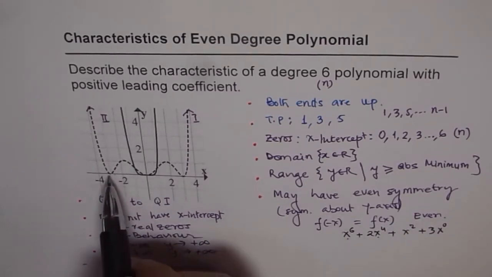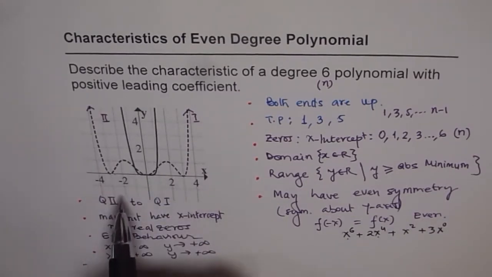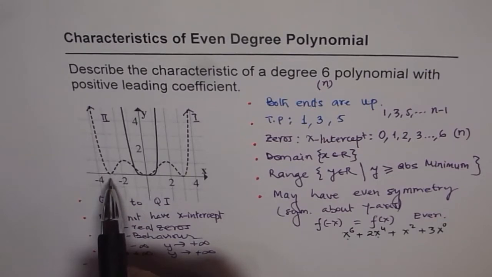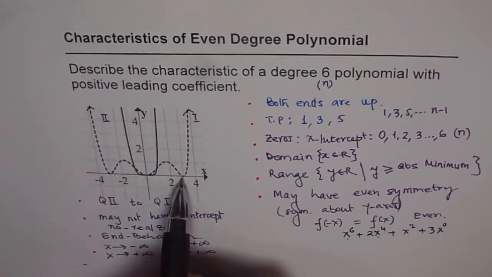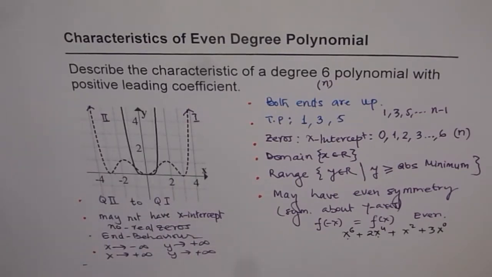Now this function drawn here is also even. We have x squared, and this is x plus 3 whole squared, and this root is at x minus 3 whole squared, right? So it makes this function even. So there is a possibility of even symmetry in an even degree polynomial, right? So these are the major characteristics which we have covered.